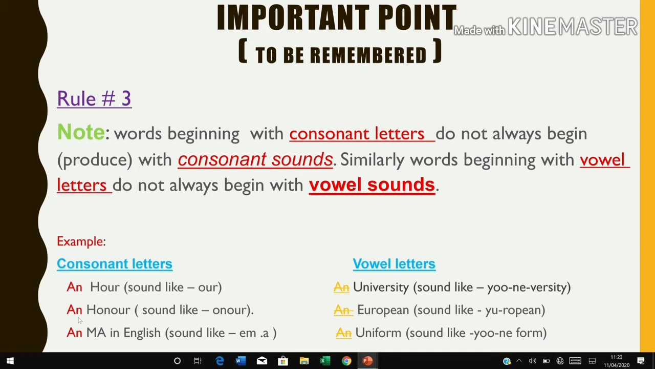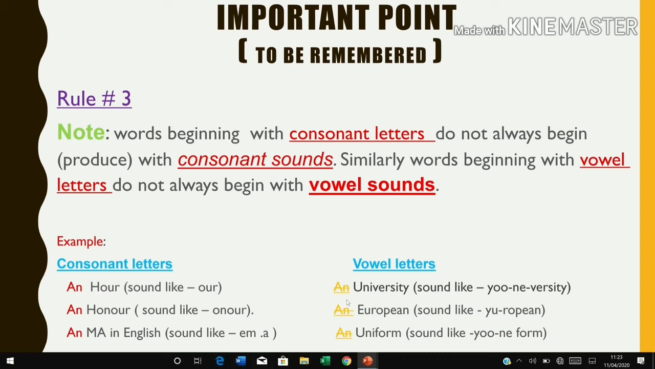Few, not all. Be careful, this point is very important. A few words begin with a consonant letter, but the consonant letter is silent and the word begins with a vowel sound. Got it? So the next is the vowel letters.